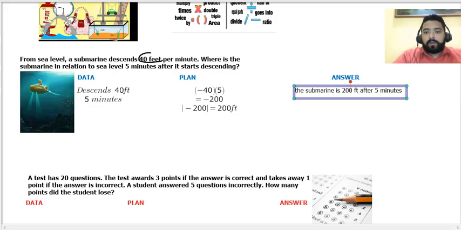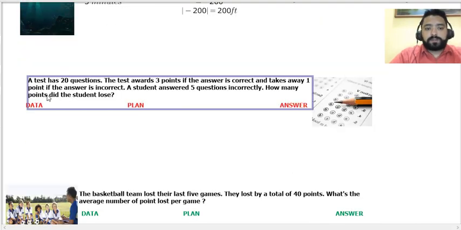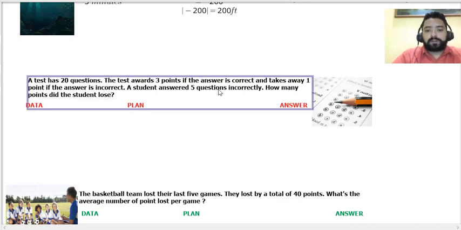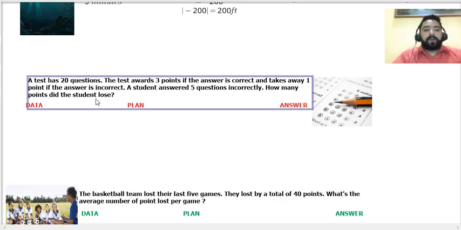Now, in the second word problem, we have a test that has 20 questions. The test gives 3 points if the answer is correct, and takes away 1 point if the answer is incorrect. A student answered 5 questions incorrectly. How many points did the student lose?